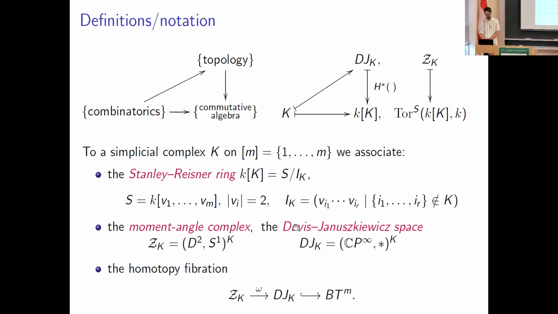that's this polyhedral product for the pair D2, S1, and the Davis-Januszkiewicz space, same thing for the pair CP infinity, comma, a point. And then we have this homotopy fibration relating the two. And really this space has an M-torus action on it by rotating the disk coordinate-wise, and that action is what's relating these two spaces here. This fibration is really a polyhedral product model for the Borel fibration of that action.